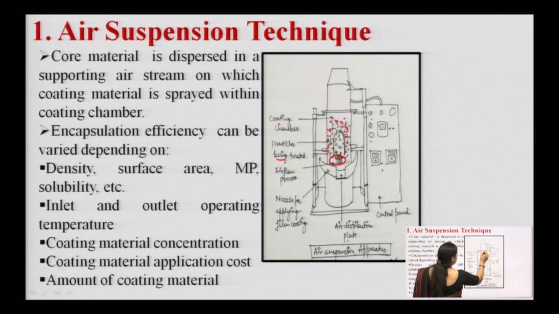The core particles are suspended within the air chamber, and the coating material spray is introduced through this nozzle at high pressure. It is applied with the help of hot air onto the suspended core particles in the air chamber. It is a very efficient technique, so we can have uniform coating onto the core particles.